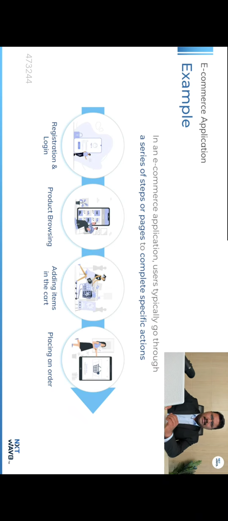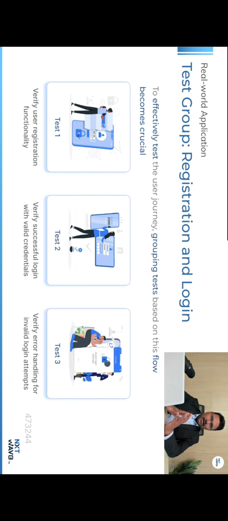So let's say our user journey in our e-commerce application is something like this. First, we have the registration and login page, then the product browsing aspect, then we add to the cart, then we check out and place the order. For each of these steps, there will be their own series of sub steps or their own test cases.